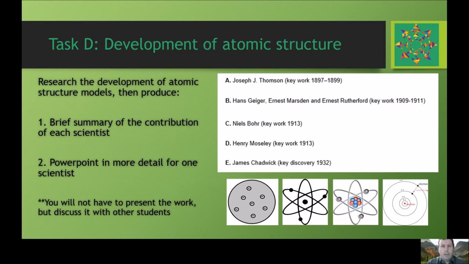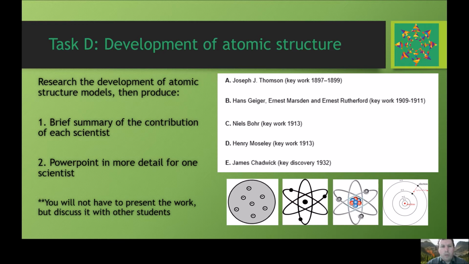Task D is to do with the development of atomic structure, and this is where the A-level course will begin in the first week of term. So we want you to look at the key scientists involved in determining the model of atomic structure that we now use. So I've listed them there. There's Thompson, there's Geiger, Marsden and Rutherford, Bohr, Moseley and Chadwick. And we want you to write a brief summary of the contribution of each of those scientists or groups of scientists. What did they find out? What experiments did they do?